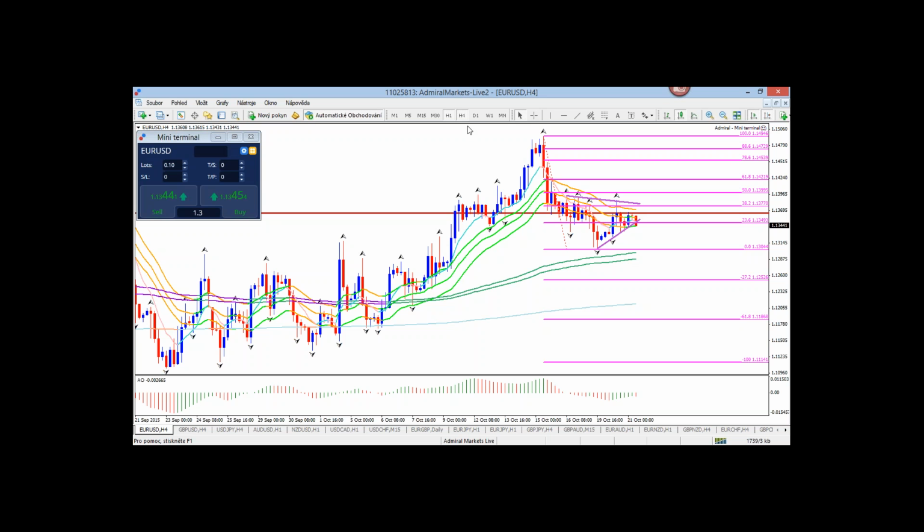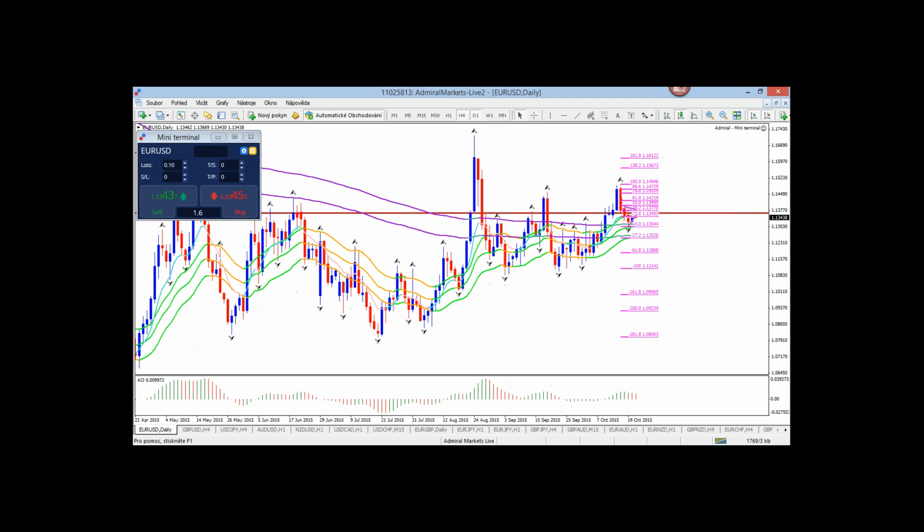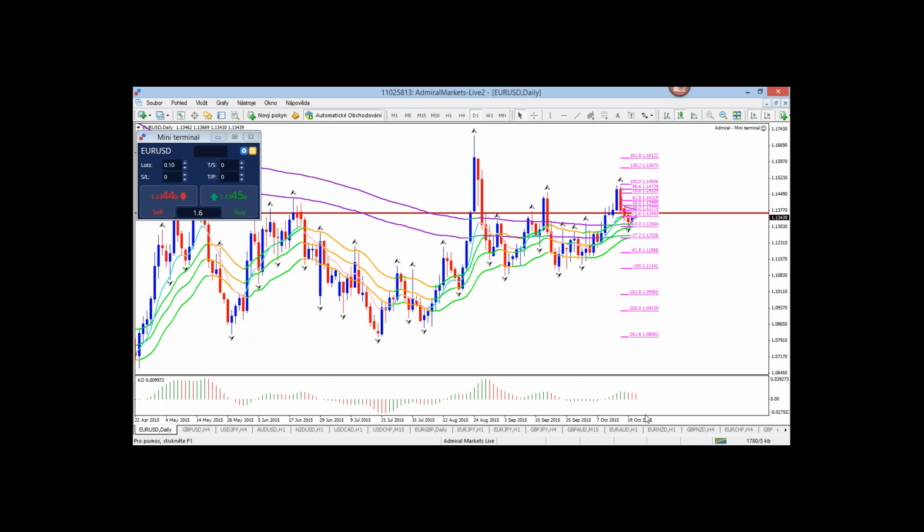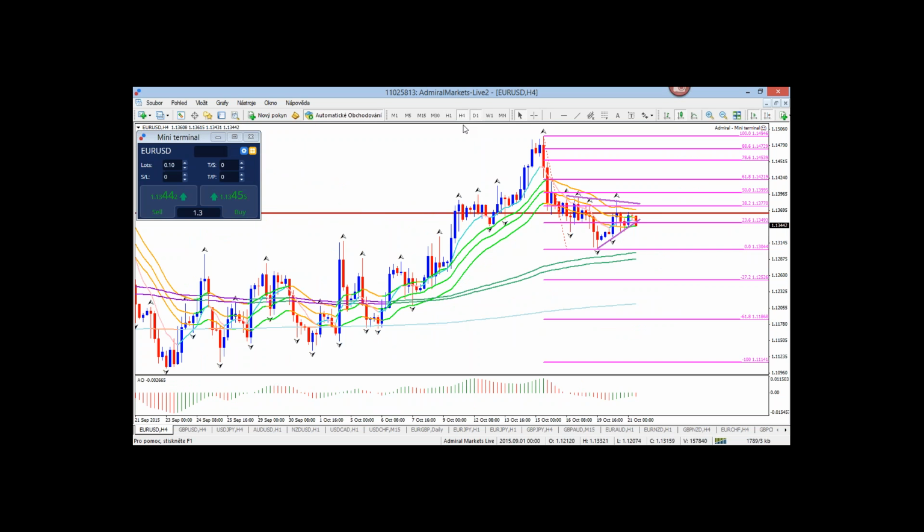All right, this is the 4-hour chart. And I don't think I have much to add. Well, we can dive into a very long analysis, but maybe that's not that important at the moment.